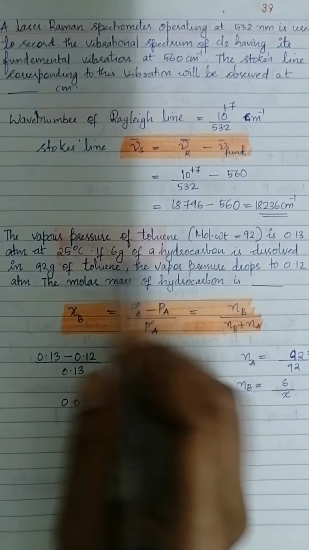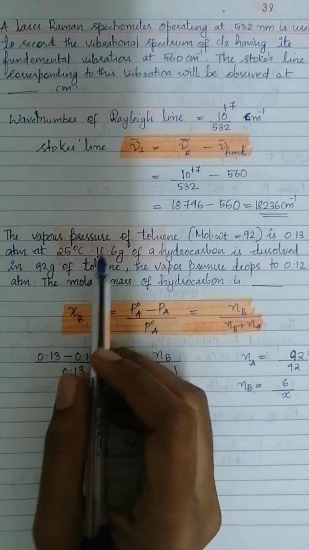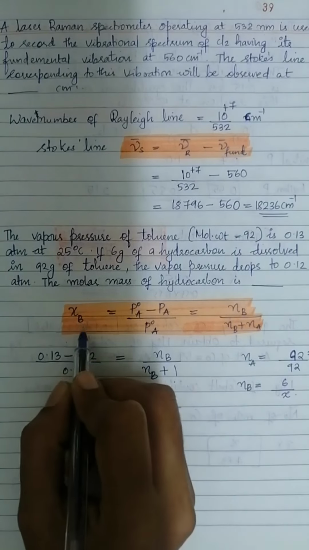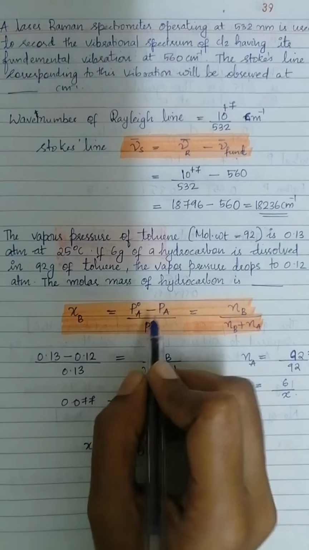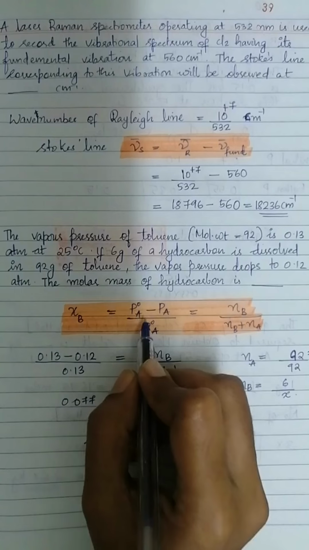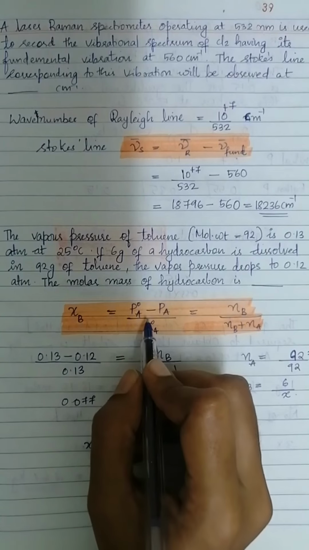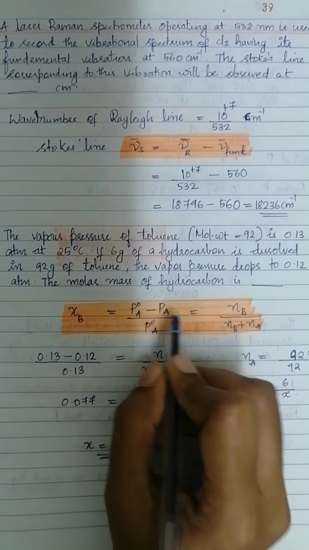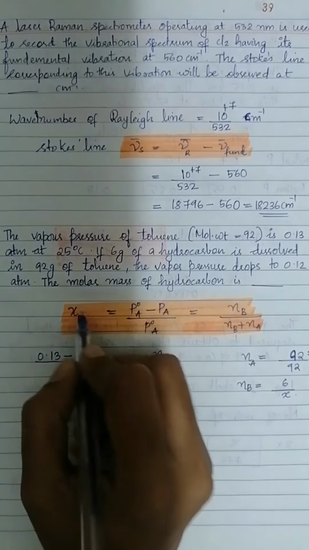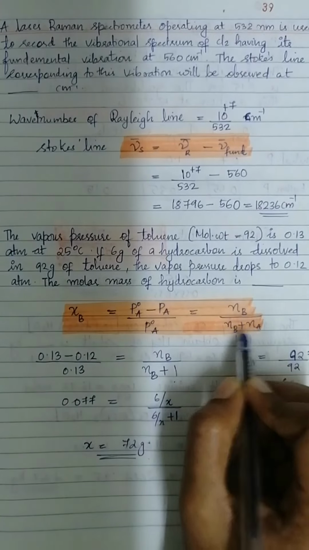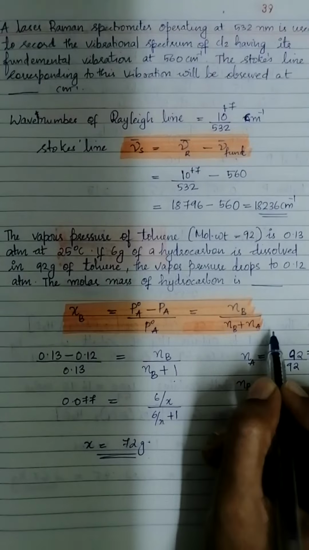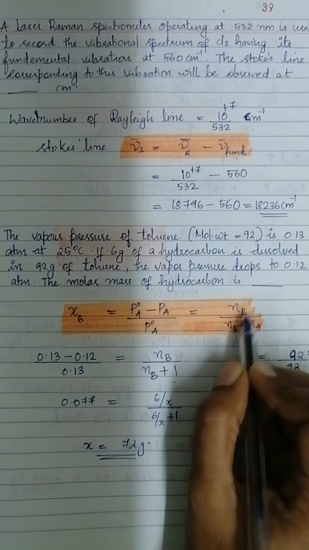Now this is from the lowering of vapor pressure, which is a colligative property. So we know that the mole fraction of the solute Xb will be equal to P0A minus Pa by P0A, where P0A corresponds to the pressure of the pure solvent and Pa will be the partial pressure of the solution. So the mole fraction can be written as Nb by Nb plus Na, where Nb plus Na gives the total moles and Nb is the number of moles of the solute.